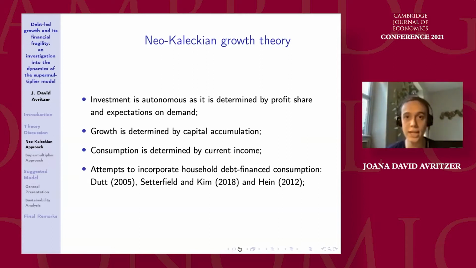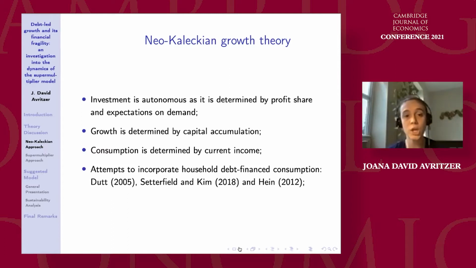So in terms of the review then of growth theories, well, we all are very familiar with this, right? The Neo-Kaleckian growth theory assumes that investment is the autonomous component of demand that drives growth. And then so growth is determined by capital accumulation, so that consumption needs to always be determined by current income. There has been a few attempts to incorporate household debt finance consumption into these type of models, but what we'll see is that consumption always will have to be somehow determined by current income.